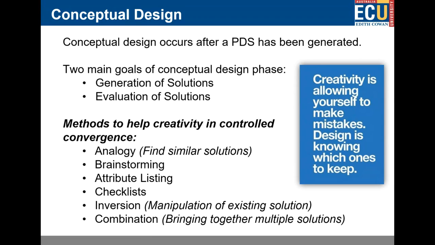Attribute listing is breaking down the idea into much smaller parts, so even smaller well-defined problems, and looking at alternatives or solving those problems individually, then bringing it together. Checklist is listing the constraints and criteria of a problem, which is one thing I'll show you shortly. And one which I like here is inversion. This is inverting the initial concept, or instead of trying to solve the problem, you think about how you can eliminate the problem from the beginning.